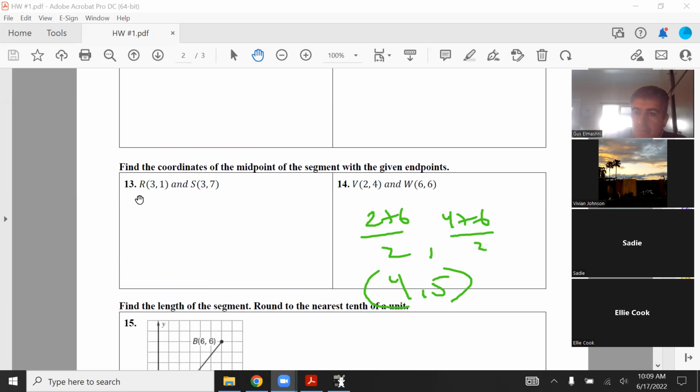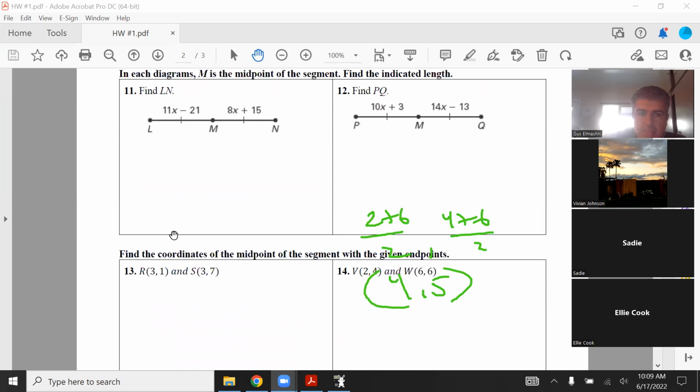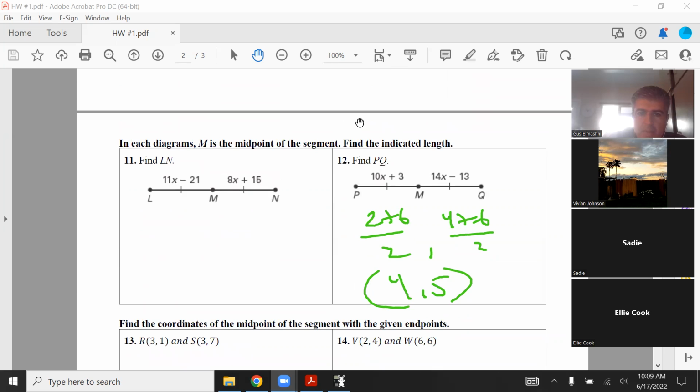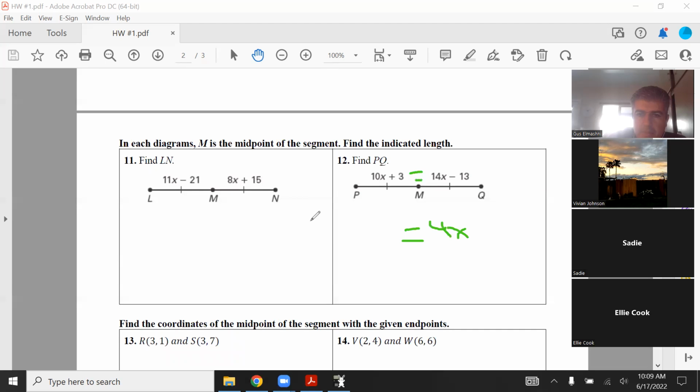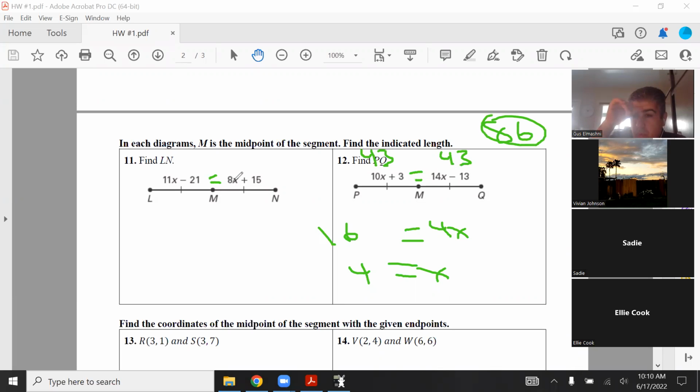And you have examples to follow for 13 because you have the answers there. If you have a midpoint, you have to set these equal to each other and solve. So that's 43, and that's also 43. So the whole thing is 86. You would do the same thing over here. So you set them equal to each other and solve for x.